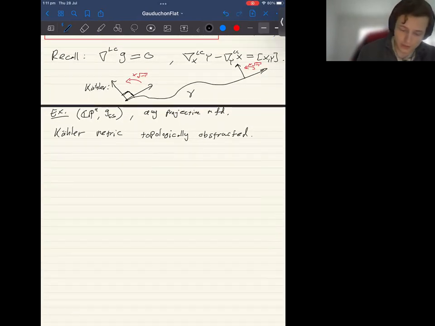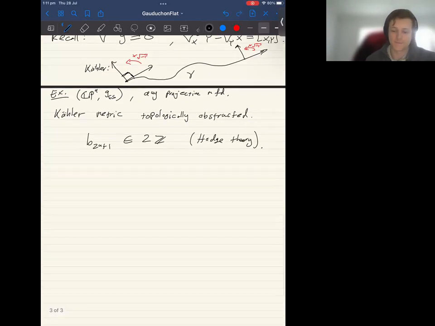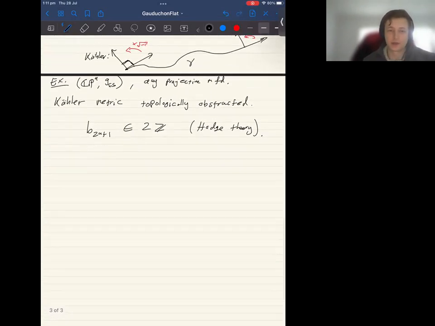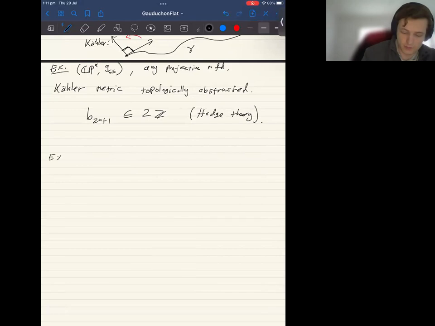So they're topologically obstructed. For example, the first Betti number, no, not the first Betti number, sorry, all the odd Betti numbers are even. Again, this comes from Hodge theory. Okay, and so immediately there's also an abundance of examples with no Kähler metrics, right? So for example, one of my favorite manifolds is the Hopf surface. I guess there are many of them.